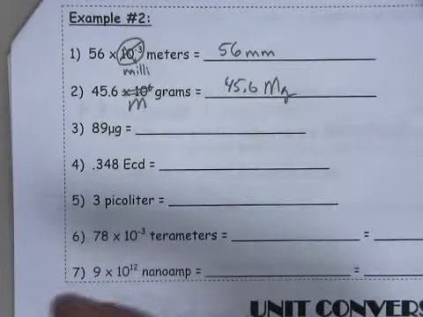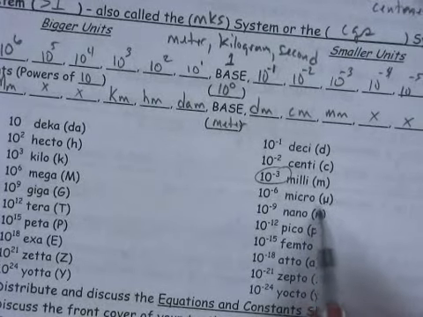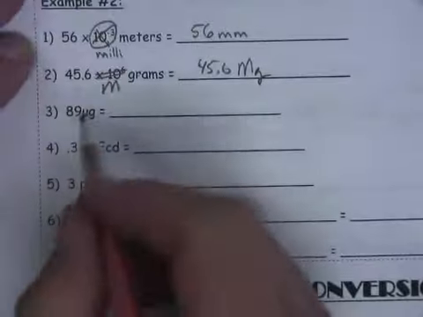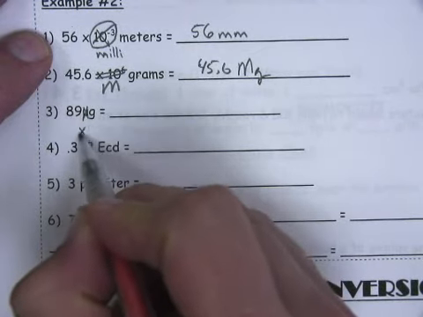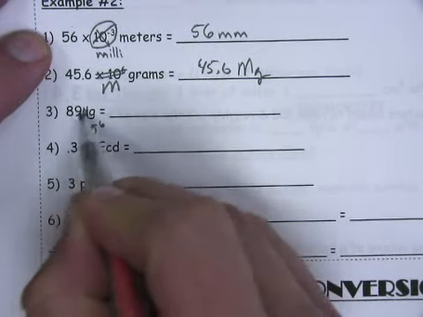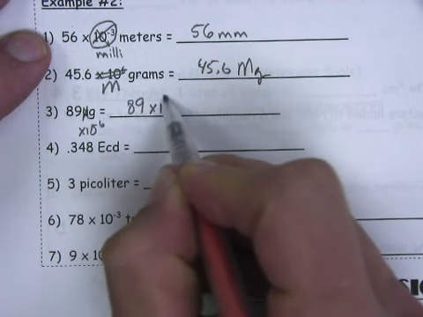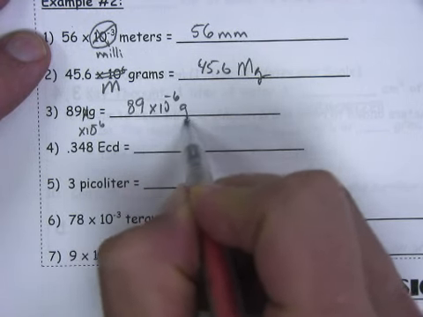Just keep moving on. Now we're going to go the other way. So we see a micro. Micro, if we go back, micro is right here. It's times 10 to the minus 6th. So instead of writing micro, I can go times 10 to the minus 6, and I got to squeeze that in now. So it's going to be 89 times 10 to the minus 6th grams.